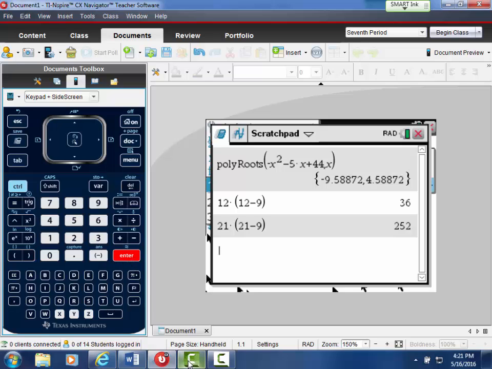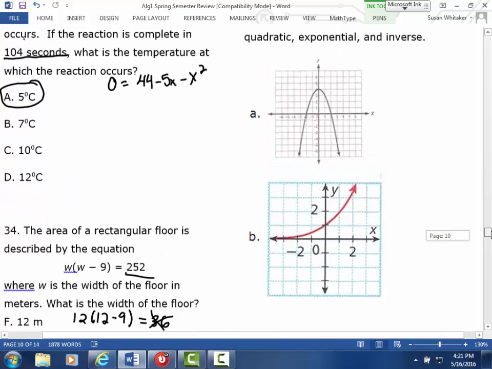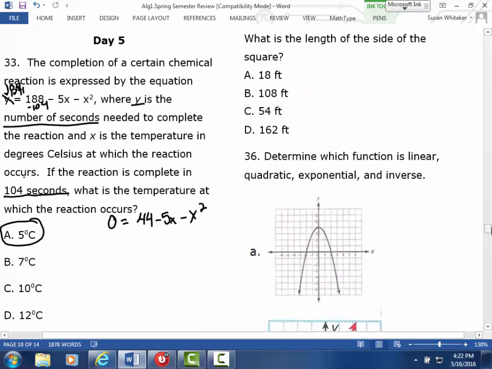That one equals 252. So that's what this one should equal, right? So J is my answer for 34. Okay, let's check out 35.